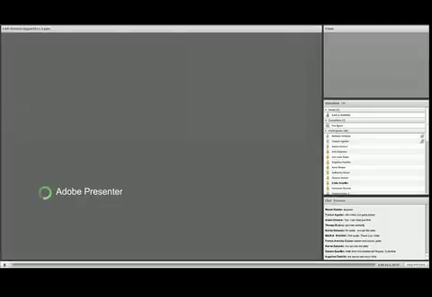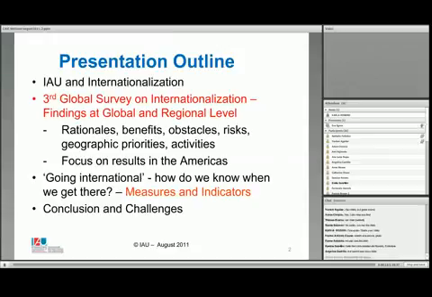I will focus on the results that we found with respect to rationales, benefits, obstacles and risks of internationalization, some of the results about geographic priorities, top or priority activities that institutions undertake. And most of the time, I will focus on the results we've received from the Americas and compare these to the aggregate or global level results.